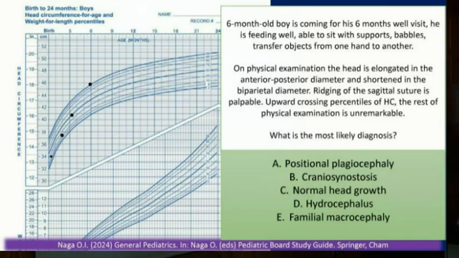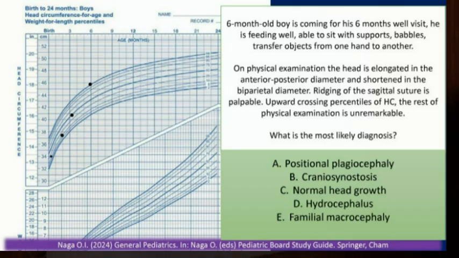So we have a 6 months old boy coming. This case is my patient, and this is the growth curve of the patient, but I removed the name. A 6 months old boy is coming for his 6 months well visit. He's feeding well, able to sit with support, he babbles, transfers objects from one hand to another.